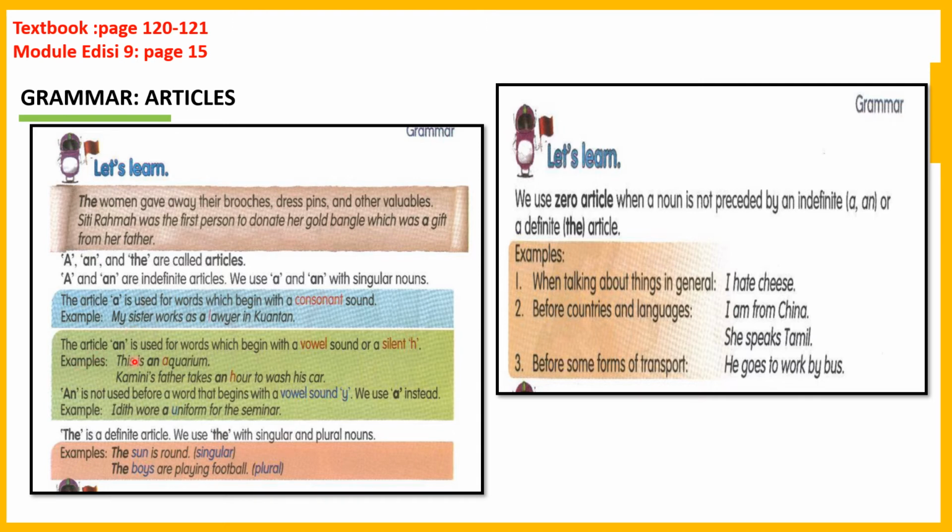The article an is used for words which begin with a vowel sound or a silent H. So we have memorized this A, E, I, O, U, right? And then the silent H, and our. So we use an. Uniform, a vowel sound Y. We use a instead of an, for uniform. Although the word starts with U, the sound is Y, not ah.